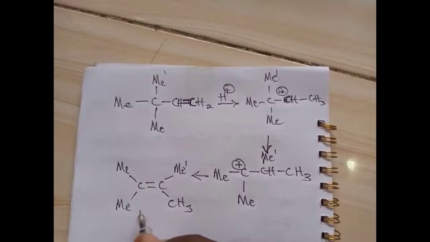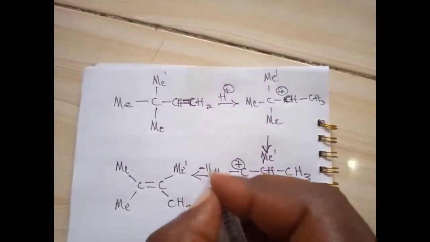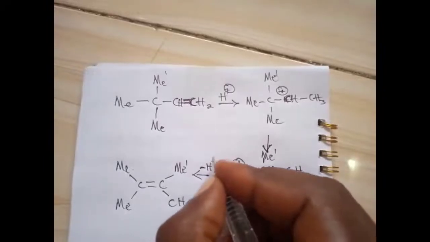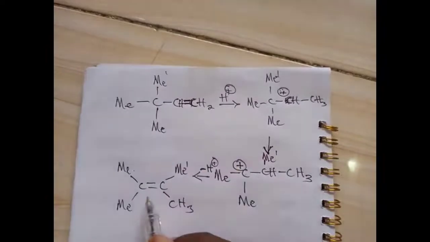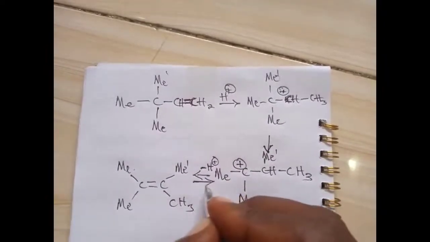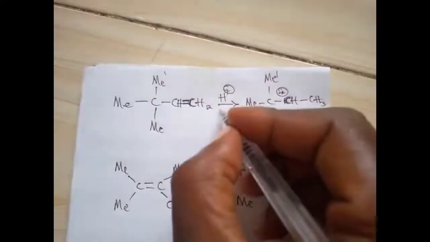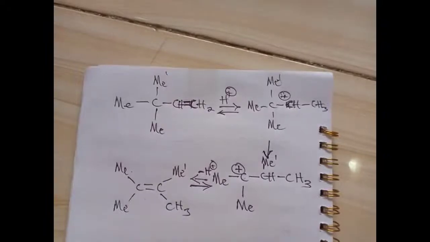Now this reaction here, for it to happen, you will remove hydrogen ion from it. You will get back the double bond that is there. Now this reaction can move both forward and backward.